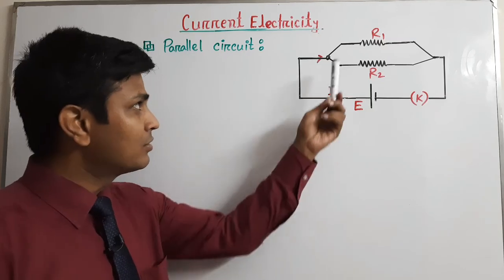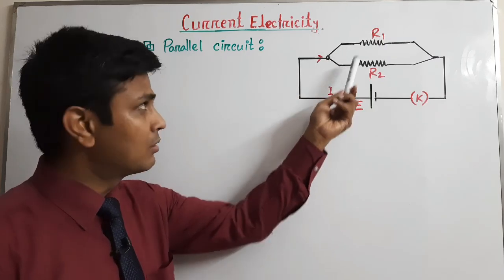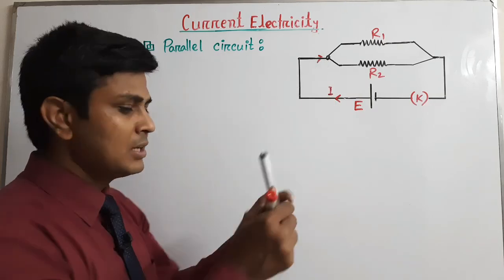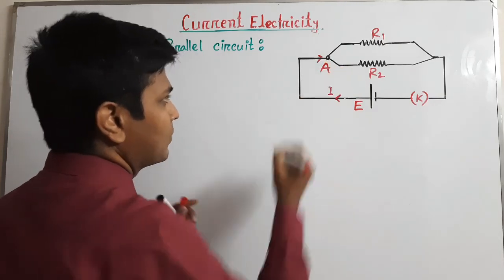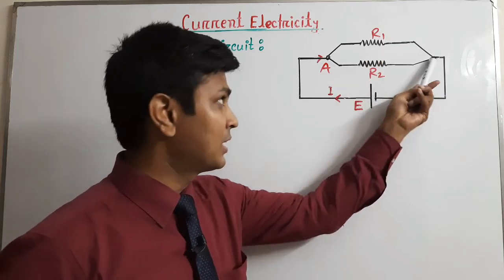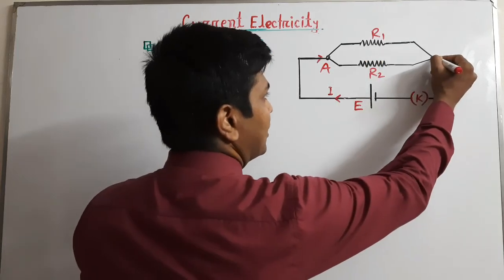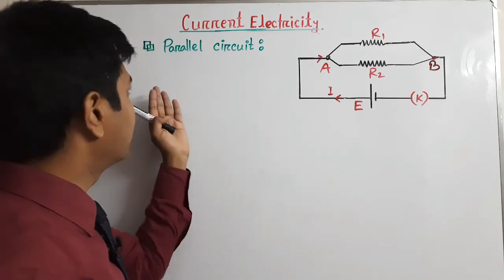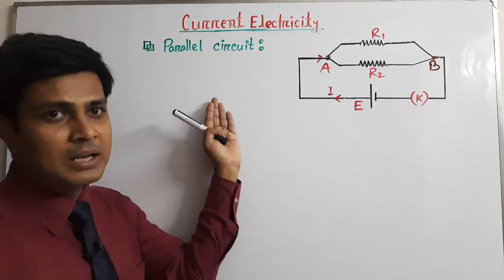In the diagram, you can see this is the first terminal of resistances R1 and R2, and the first terminals connect here at the common point. Suppose this point is A, and the second terminals of the two resistances R1 and R2 are connected here at another common point. Suppose this is B. That type of combination is known as a parallel circuit.